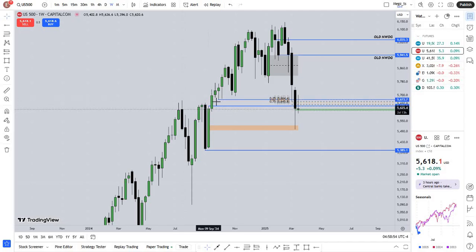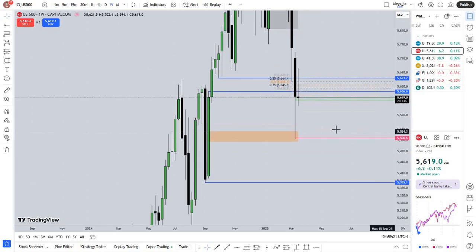I'm still using the inefficiency on the daily time frame, on the weekly time frame here, looking for this level lower. That's the lower portion of this. I'm looking for this level also. I like how we traded into the consequent encroachment of this order block here. So now I'm looking for price to go lower to take out this low.